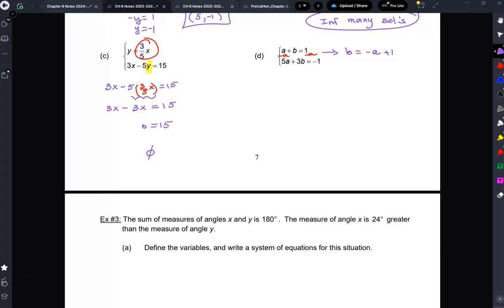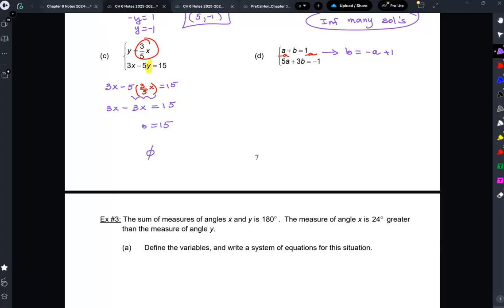Any answers? Okay, raise your hand. Who has any answers? What do you have? Negative 2 and... Any other answers? 2a equals negative 4. Okay, and then let's solve for a. Continue solving for a. Any other answers?